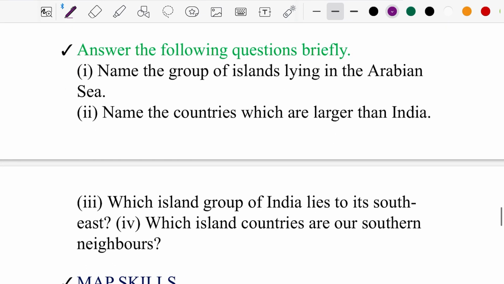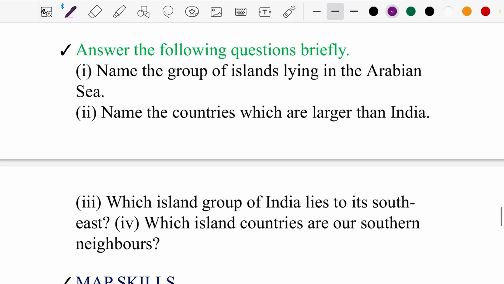You can, if you are in a hurry, pause the video and solve it, and check how many you have answered correctly. Okay, we'll do it as a revision. Name the group of islands that is lying in the Arabian Sea. It is Lakshadweep.